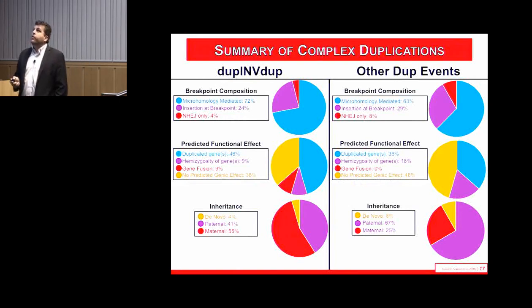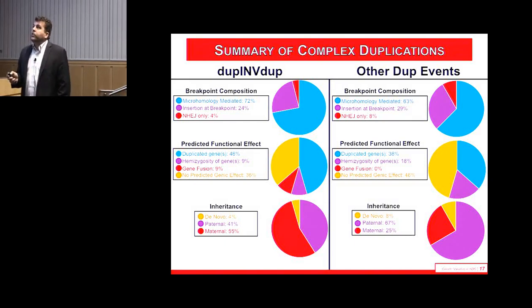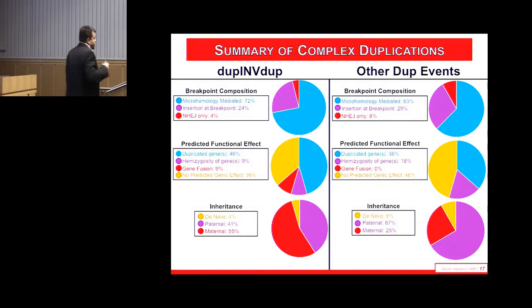We find predicted gene fusions only 9% of the time, and in fact hemizygosity of a gene only 9% of the time. More often than not, the gene is simply duplicated, and that makes the interpretation of this disruption in the disease quite hard. Because you can imagine you can have the gene inverted and duplicated, but if the entire gene is duplicated, you actually haven't disrupted the message, you've just gotten another copy of it, unlike the OTS2, which was completely disrupted.